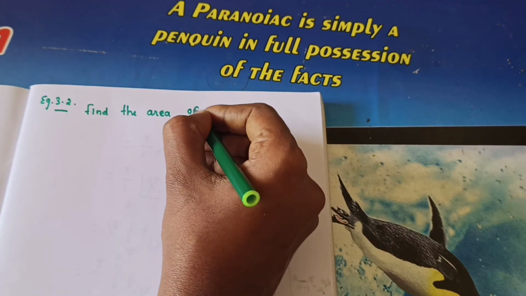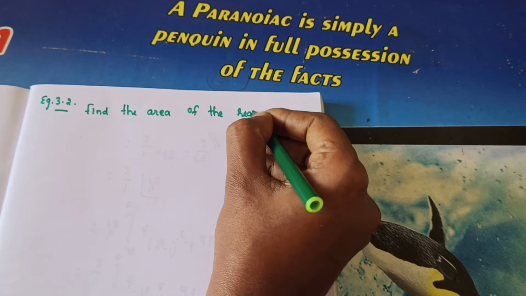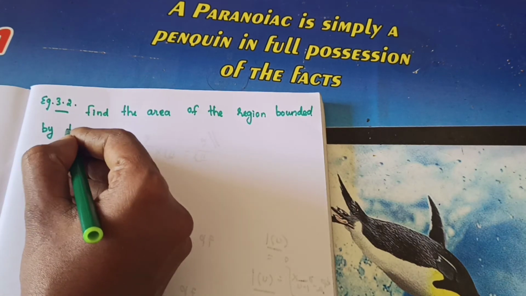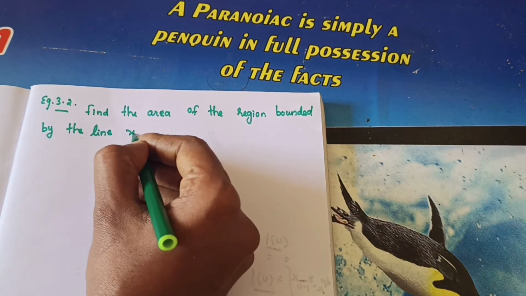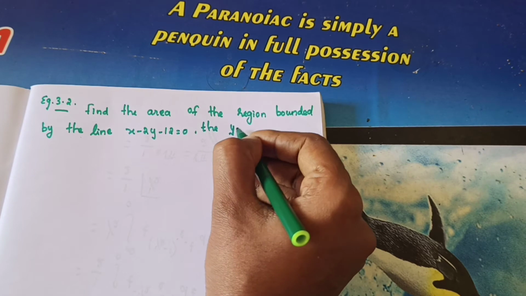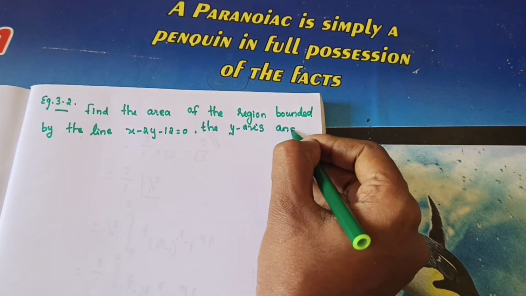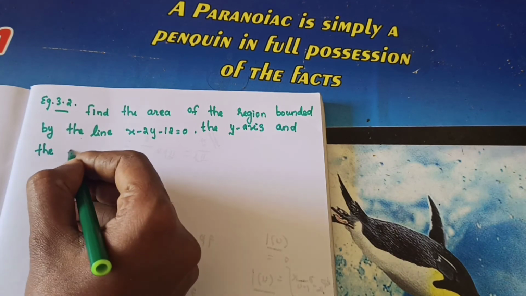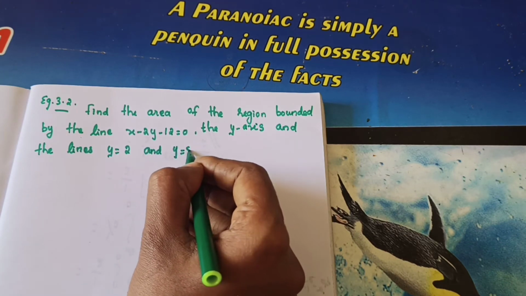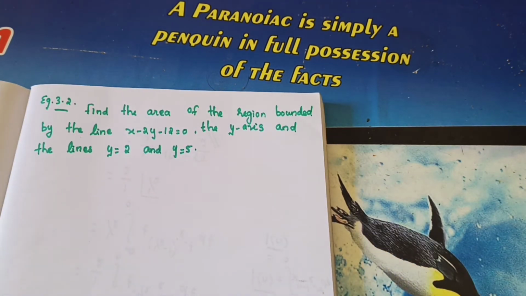The area of the region bounded by the line x minus 2y minus 12 is equal to 0, the y-axis, and the lines y is equal to 2 and y is equal to 5. So same as previous problem, but there is a small difference. What's the difference? In the previous problem, area of a bounded region by the line, the x-axis. Here, y-axis. So at once you know the formula will be x dy.